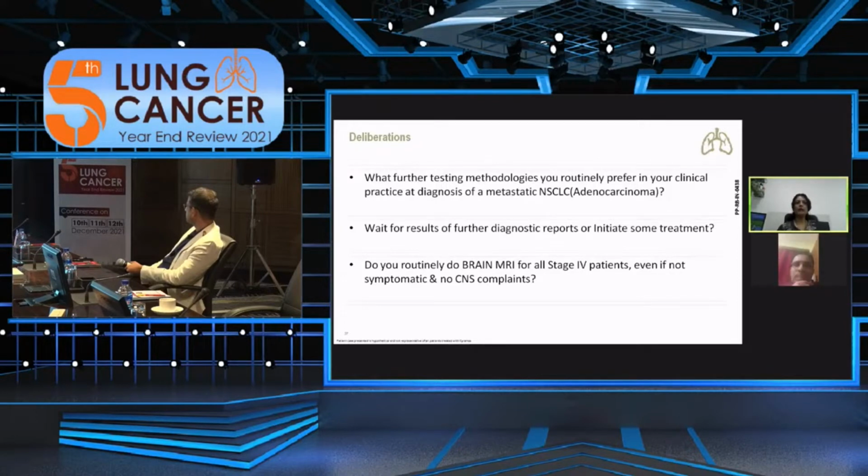One of the basic questions: do you routinely do a brain MRI for all your stage 4s unless the patient is symptomatic? Of course, if the patient is symptomatic, you will do it, but do you do it as a screening for asymptomatic patients if they have advanced disease? And when do you do it? Either one of you.